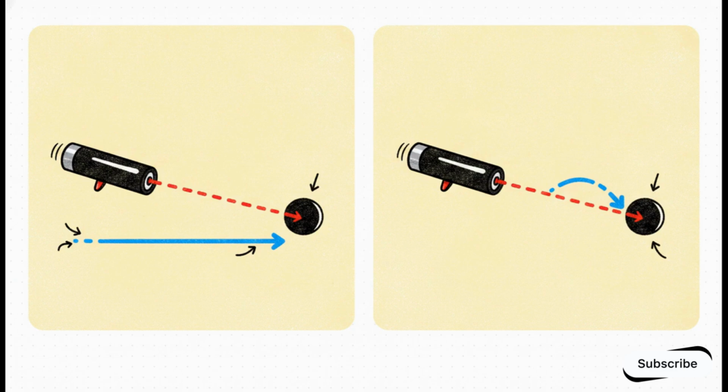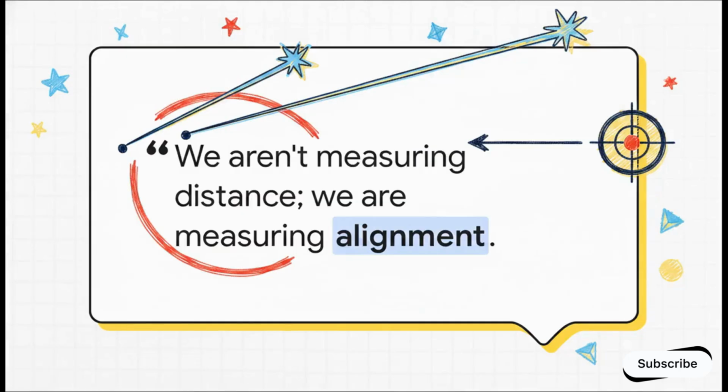But cosine similarity? It couldn't care less about the length. It completely ignores it. It only looks at the angle between your two arms. And that brings us to the absolute golden rule for this explainer. We aren't measuring distance, we are measuring alignment. Once you really internalize this, everything about vector embeddings just clicks.